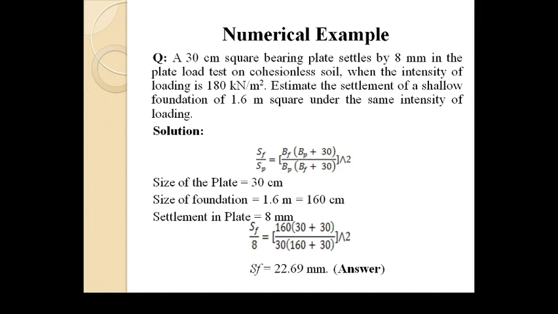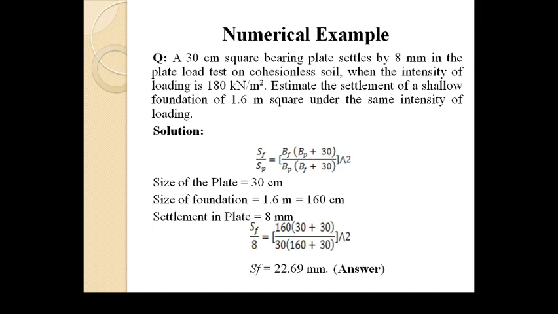That means we should use the same load intensity coming at the foundation level in the plate load test also. A 30 cm square bearing plate settles by 8 mm in the plate load test on a cohesionless soil, when the intensity of loading is 180 kN per meter square. Now it is said to estimate the settlement of the shallow foundation, which is 1.6 meter square in size, under the same intensity of load.